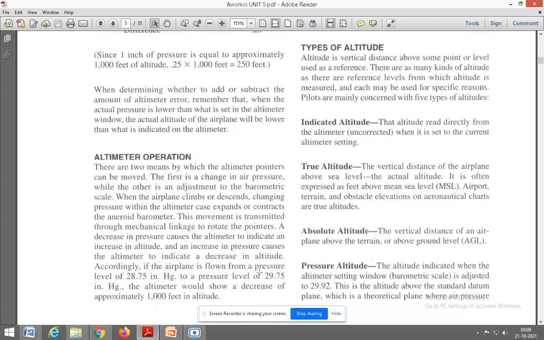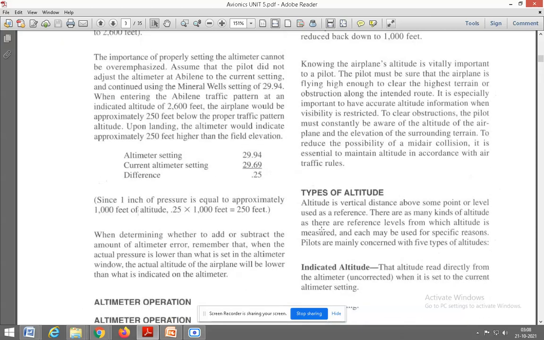So there are two means by which the altimeter pointer can be moved. The first is the change in air pressure, while the other is an adjustment to the barometric scale. When the airplane climbs or descends, changing pressure within the altimeter case expands or contracts the wafer. The same point is given here, so no need for this also. So due to the changes in the wafer, you will be getting the indication in the altimeter, which will be indicating the altitude value of your airplane. Also, the parameters pressure and temperature will give the changes in altitude value.